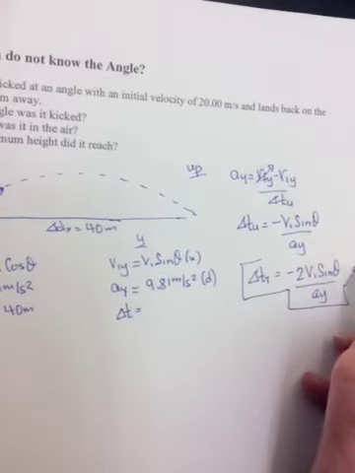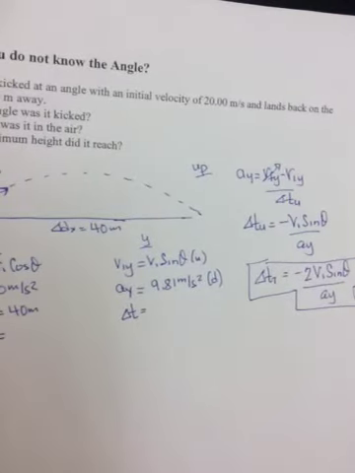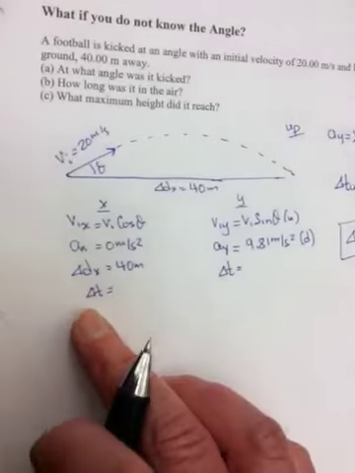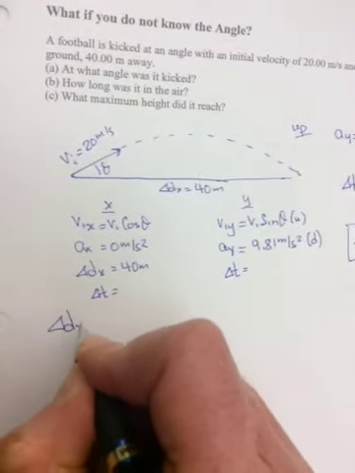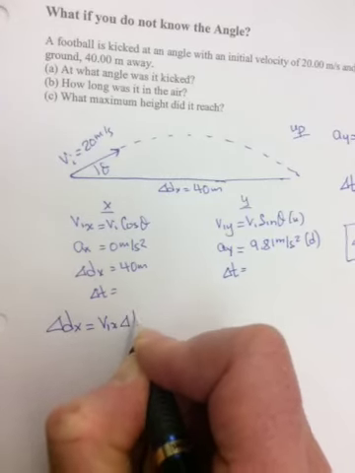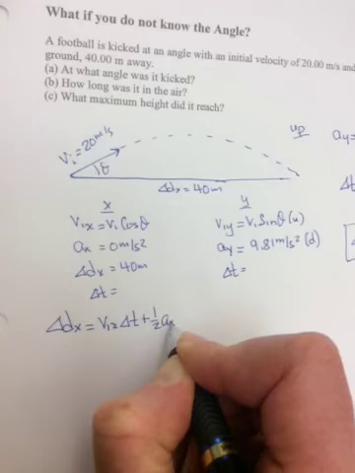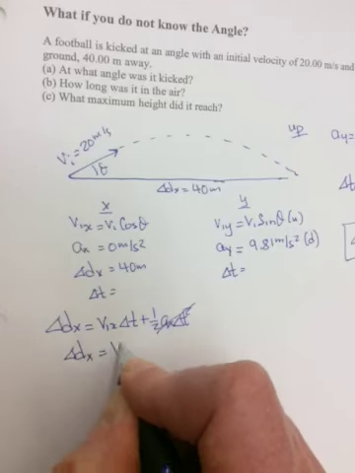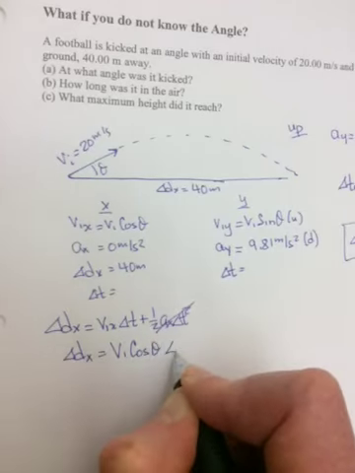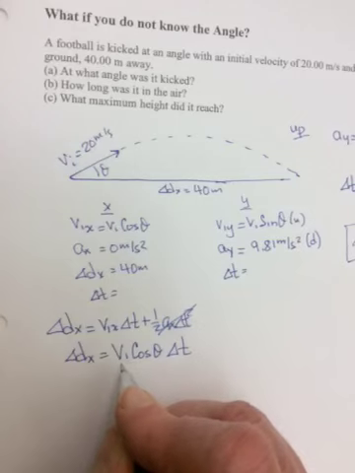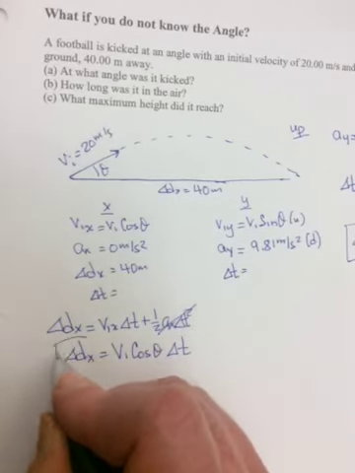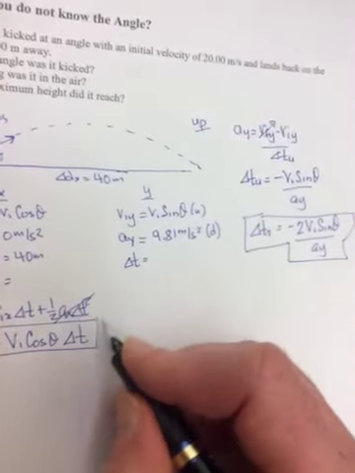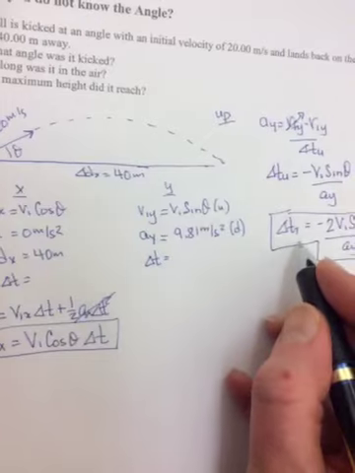I don't know my time. I don't know my theta. Two unknowns, one equation. Isn't it unfortunate that I don't have a second equation? Oh wait, I can go to the x direction. Delta dx is equal to VIX delta t plus 1/2 AX delta t squared. This goes to 0. So delta dx is equal to VI cos theta delta t. I can't find things here though because I don't have the theta, I don't have the delta t. But it now just happens to have exactly the same two unknowns as our other equation.